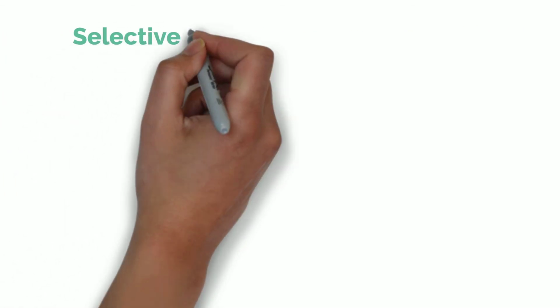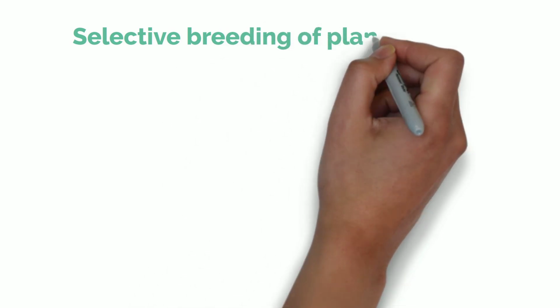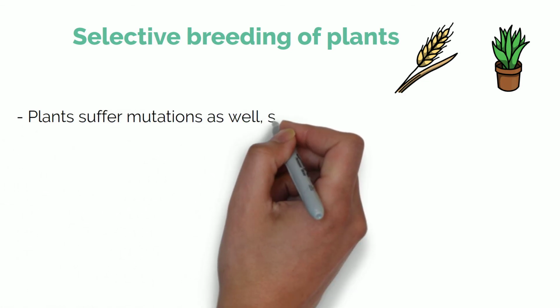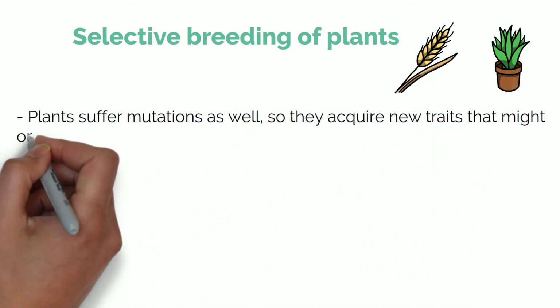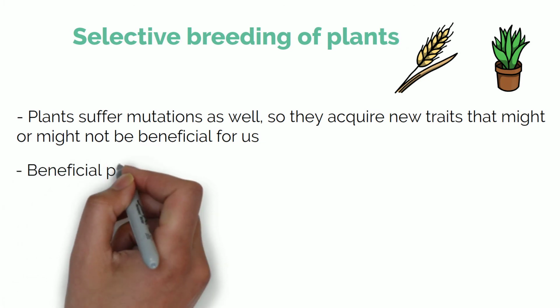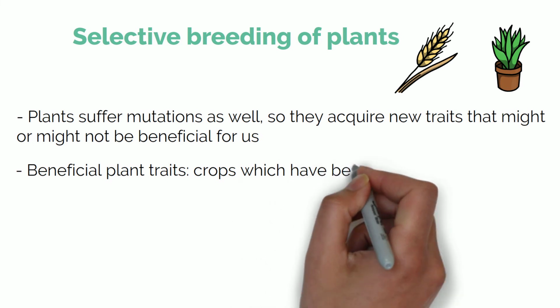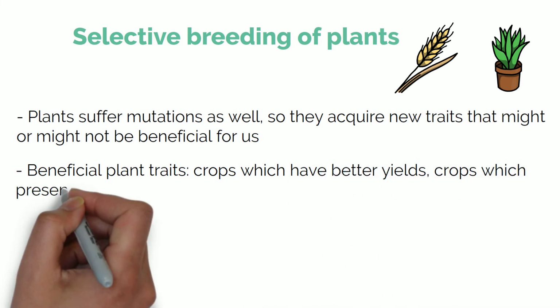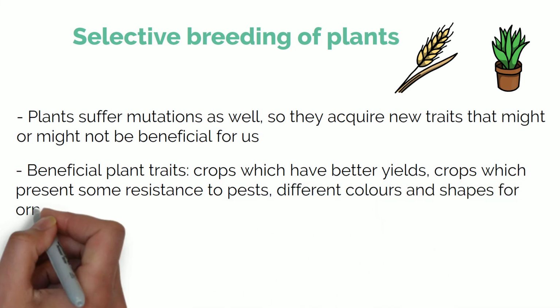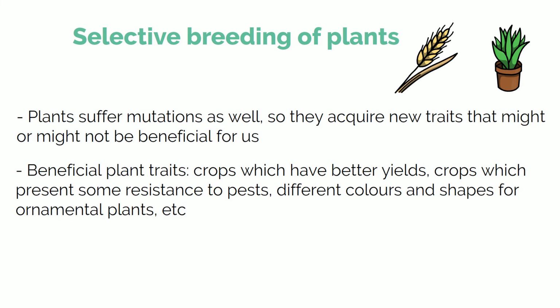But selective breeding hasn't just been used on animals. It has also been used on plants. The principle is the same. Plants suffer mutations as well, which means that every now and again they acquire new traits that might or might not be beneficial for us. And when we find plants with traits which are beneficial for us, then we make sure we perpetuate that trait. The main traits that we pursue in plants are, for example, crops which have better yields, crops which present some resistance to certain pests, different colors and shapes for ornamental plants, etc.